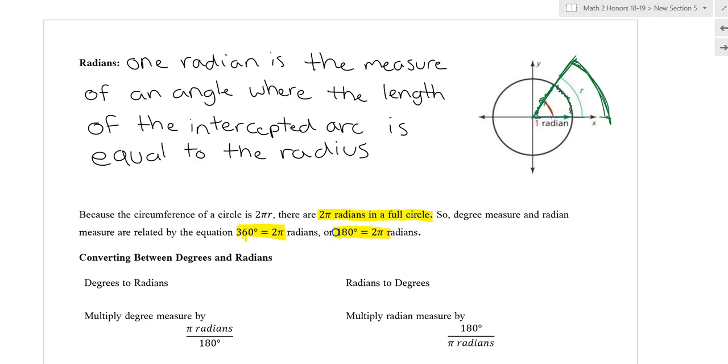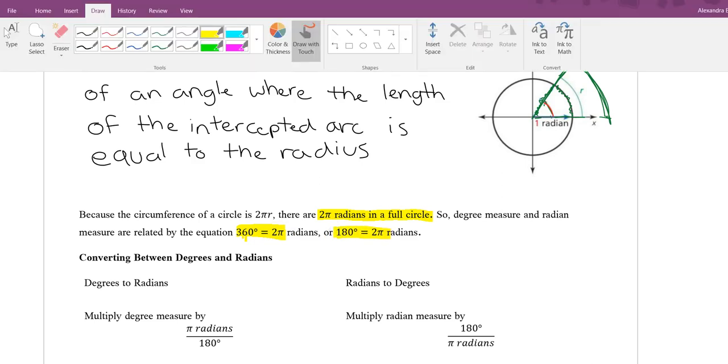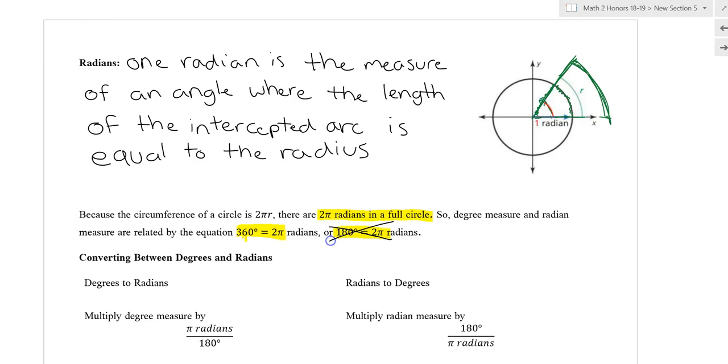We generally use this though. Ooh, that's wrong. I must have copied and pasted it not correctly. 180 degrees equals pi, right? If I divide both of those by 2, it just is a little simpler than having a 2 pi in there that's just going to go away anyway, okay? So this is the same as saying half of a circle is equal to half of a circle, right?